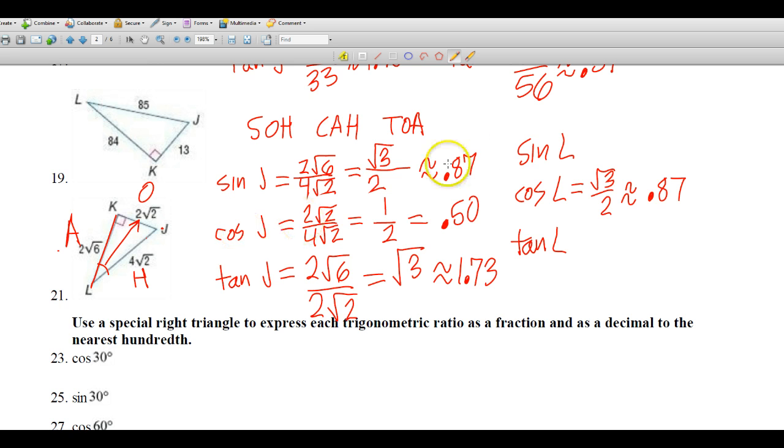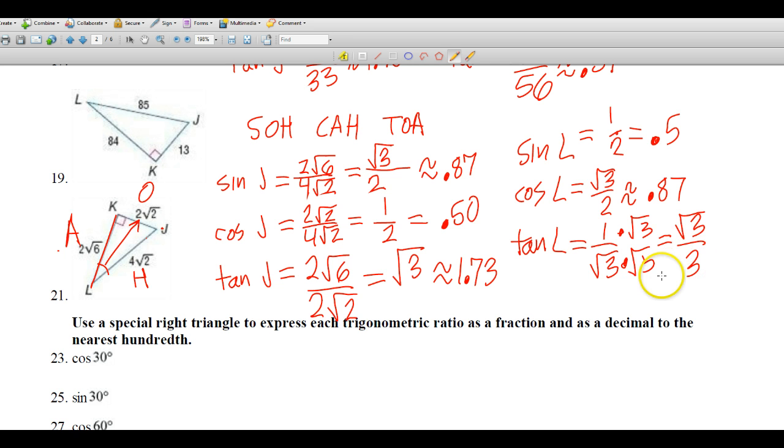And the cosine of J will be the sine of L. So the cosine of J is 1/2. And the tangent of L will be the reciprocal of the tangent of J. So the reciprocal of square root of 3 would be 1 over the square root of 3, which we rationalize. So we get square root of 3 over 3, which is approximately 0.58.